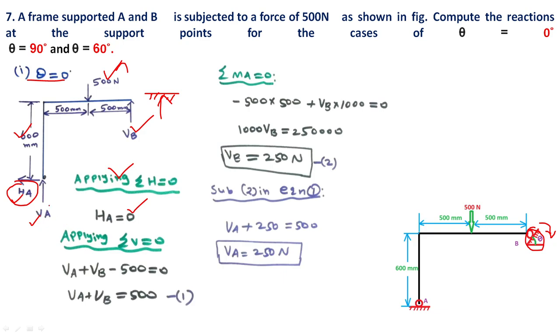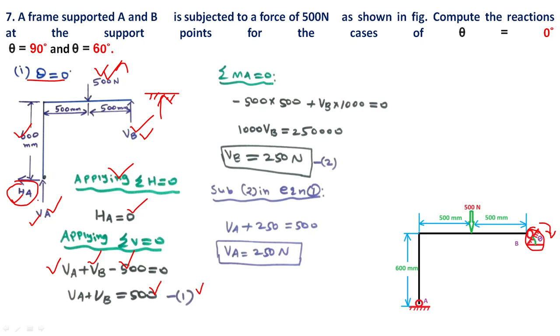Applying vertical forces: Va, 500 Newton and Vb. Upward is positive and downward is negative. So Va plus Vb minus 500 is equal to 0, hence Va plus Vb is equal to 500. This is equation 1.